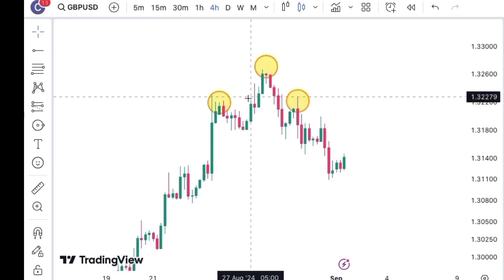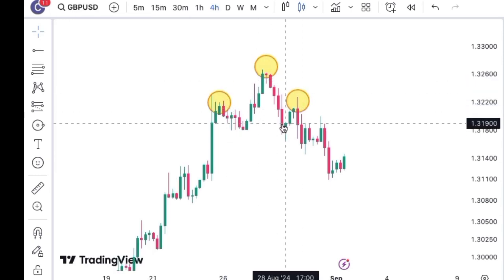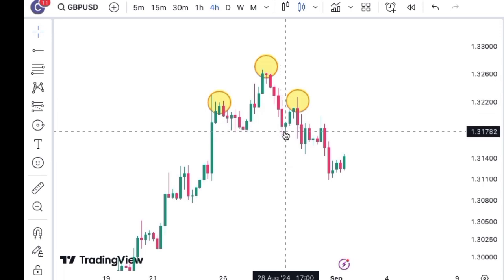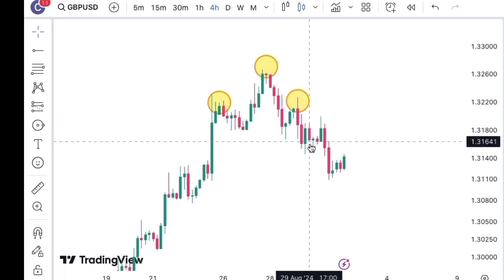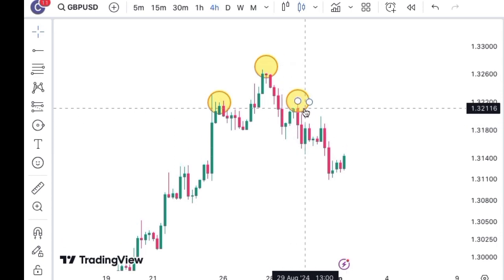This is head and shoulder. There's the head, there's the left shoulder, there's the right shoulder, but that's not what I'm here to talk about, because already it has been broken and it retraced back and it has sold massively. But I want you to see something right here.